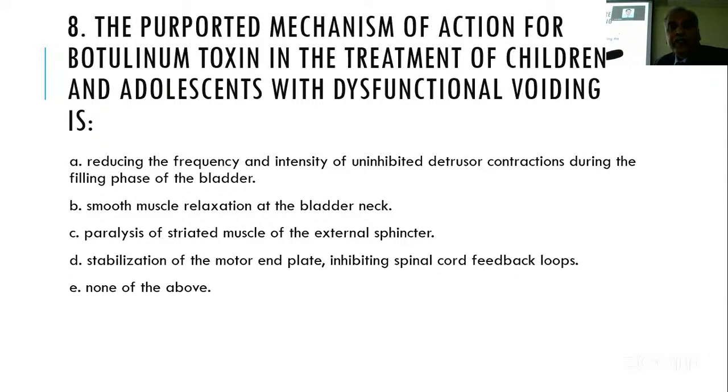The purported mechanism of action for botulinum toxin in the treatment of children and adolescents with dysfunctional voiding is: reducing the frequency and intensity of uninhibited detrusor contraction, smooth muscle relaxation at the bladder neck, paralysis of the striated muscle, stabilization of motor end plate, inhibiting spinal cord feedback loops, none of the above. Right? Which one? D, you mean to say? C. Okay. Paralysis of striated muscle of external sphincter?